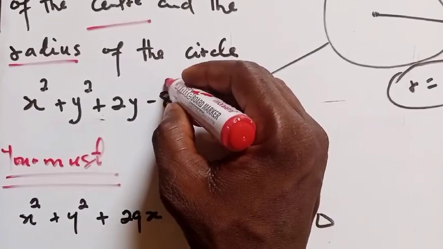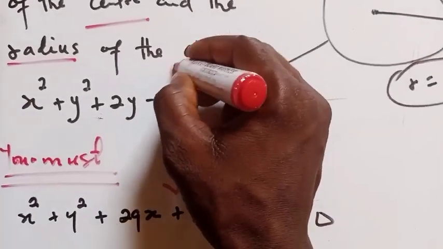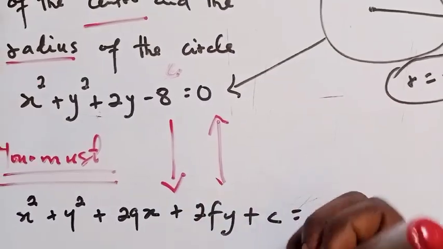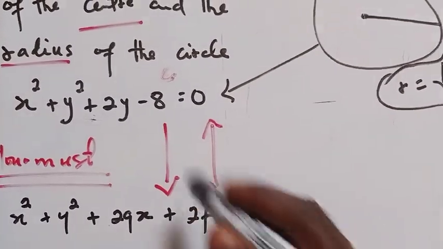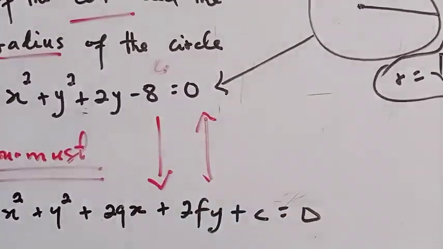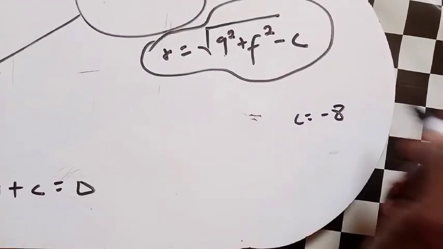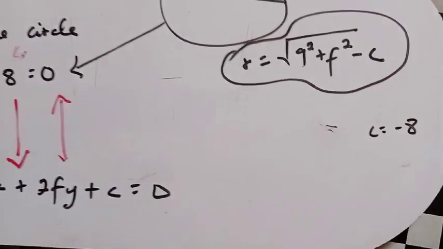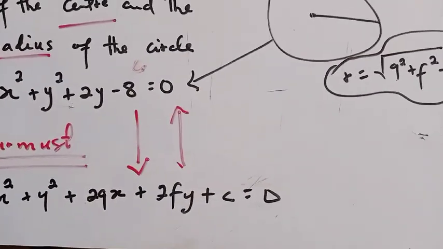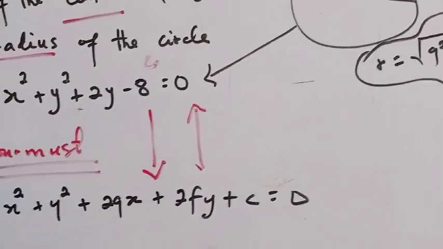So this one here, straightforward, we can say this is going to be our c. So c is going to be -8. Pay very close attention to the negative sign when we are solving questions like this. So here we have our c equal to -8. Is that okay? Perfect. Now you have to find g and f.